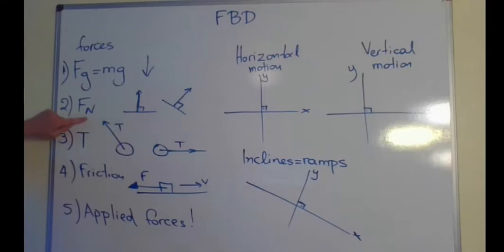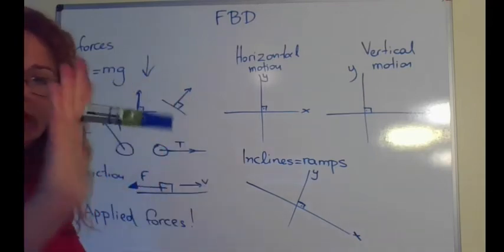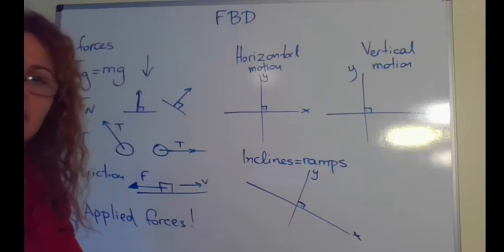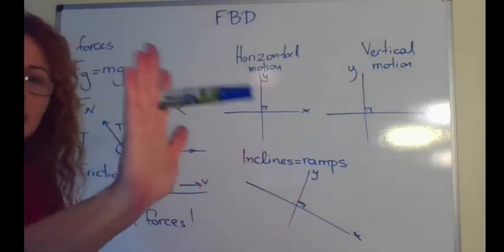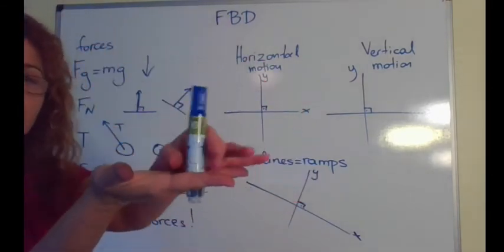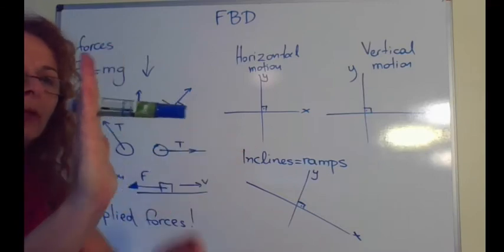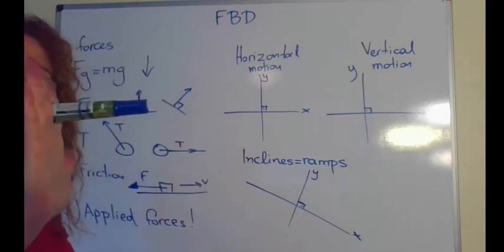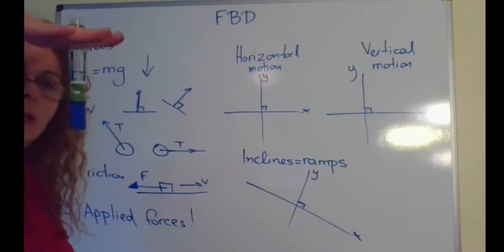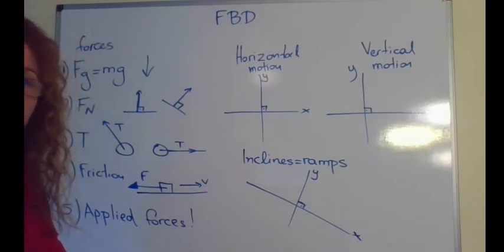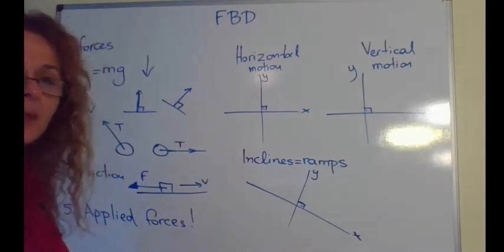The second force is the normal force, which is always perpendicular to the surface. This is how normal force is created: it needs to be perpendicular to the surface. If we talk about the wall, it's like that. If we talk about the ceiling, it will be like that. It's always perpendicular. That's why it's called normal.